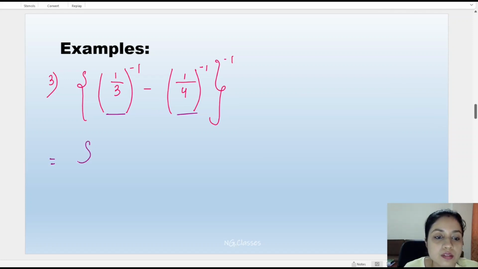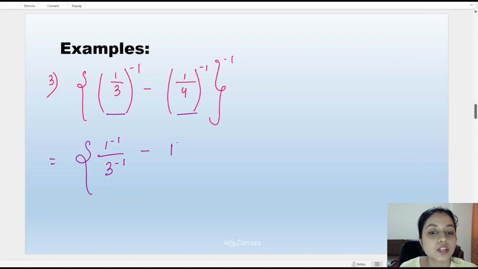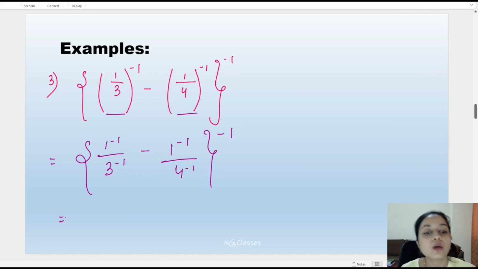So curly bracket start. This 1 by 3 to the power negative 1, just like the previous question, we will distribute the power. So we will have 1 to the power negative 1 divided by 3 to the power negative 1. Similarly, minus 1 to the power minus 1 divided by 4 to the power negative 1. Curly bracket close, minus 1. Now, as we know, 1 to the power anything is just 1. So let's write it. 1 divided by 3 to the power minus 1 minus 1 divided by 4 to the power minus 1. Curly bracket close.